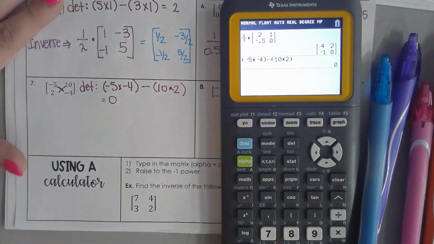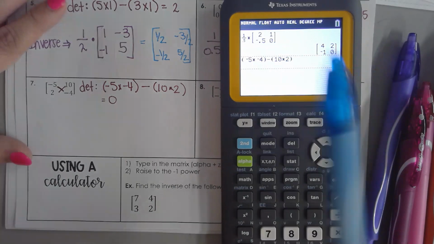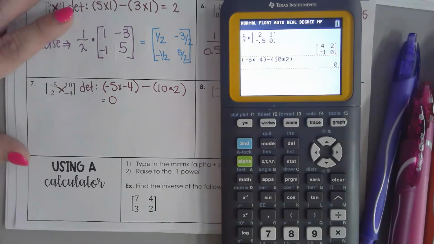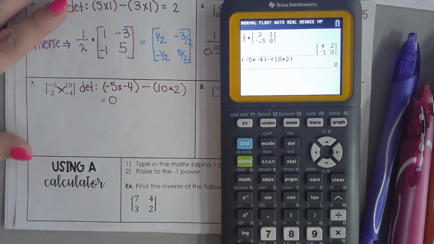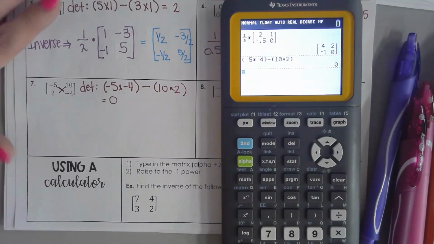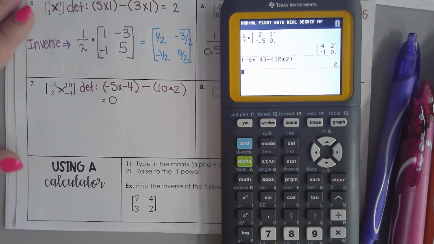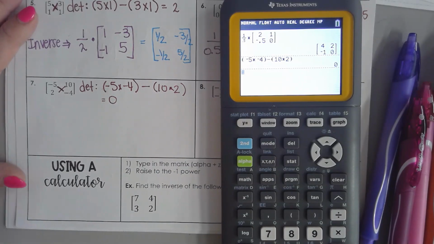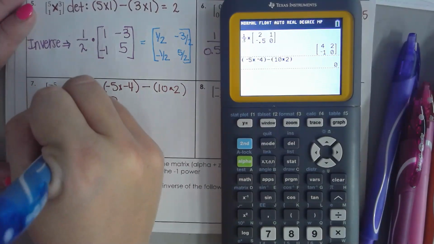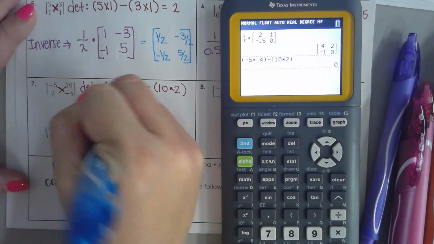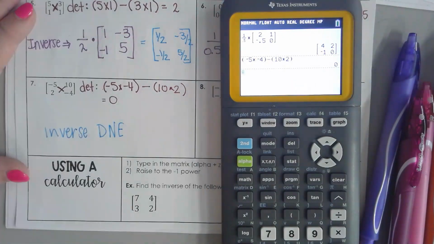Did I just tell you something about determinants being 0? The inverse does not exist. The determinant is 0. That's okay. If the question was find the determinant, you just put 0. You don't put does not exist. But for the inverse, you can just put DNE, does not exist.